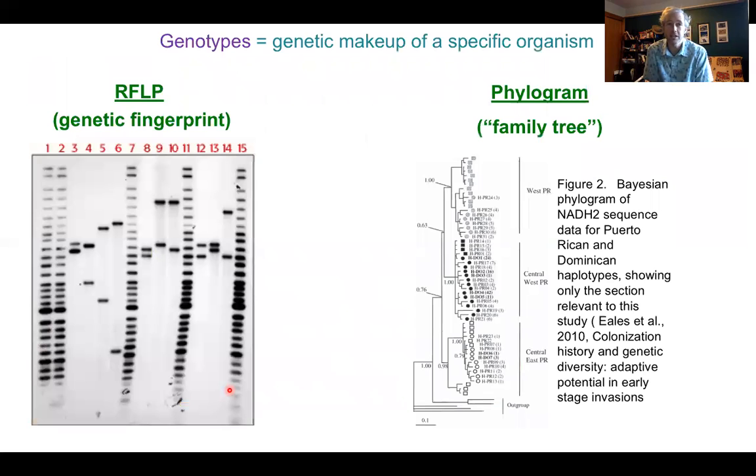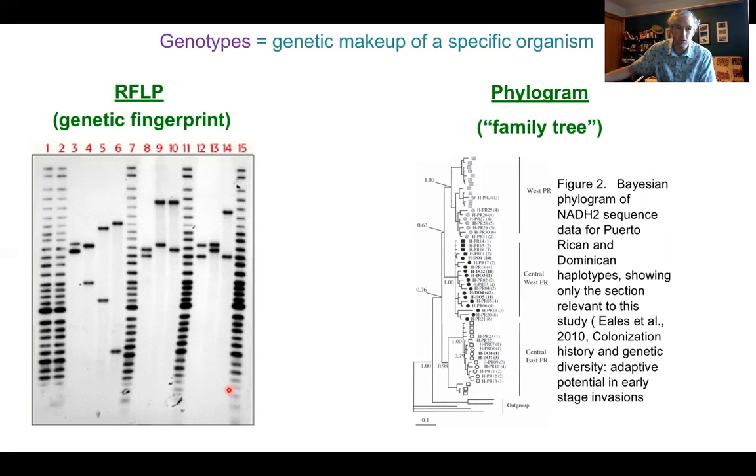So that was a karyotype. Now we're going to talk about the genotypes. So genotypes are the genetic makeup of a specific organism. Genotypes are your specific genes that are contained in your DNA. We can use the genotype to make a genetic fingerprint. This is something that's often used in crime now, and it's how 23andMe works.